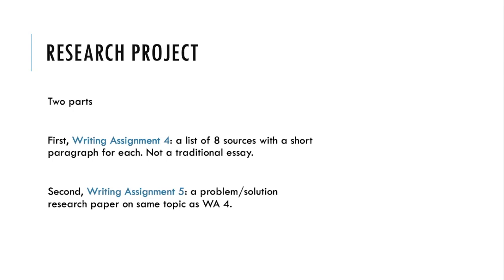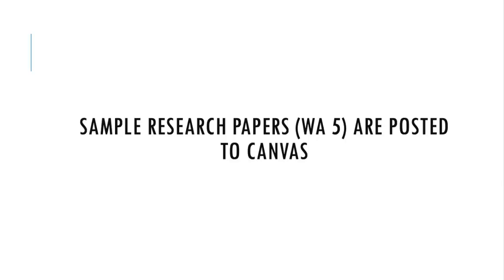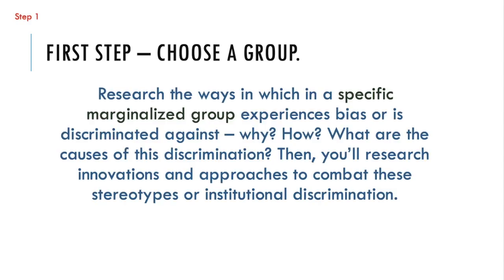So I really want to underscore that these are on the same topic and they use the same sources. Of course, if you want to swap any out, it's your choice, but you're not expected to find all new sources for writing assignment 5. So sample research papers for writing assignment 5 are posted to Canvas if you want to review them now. Here's the prompt copied from Canvas.